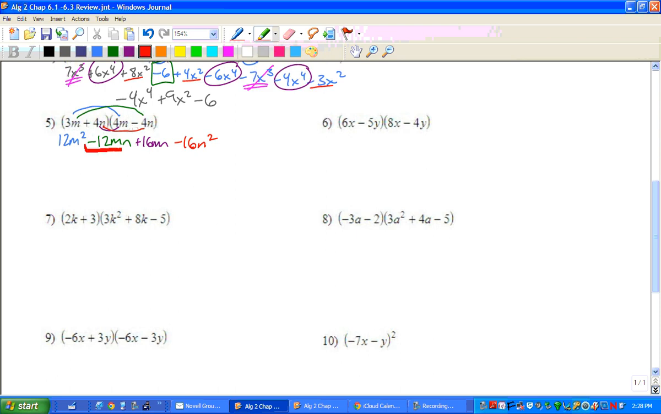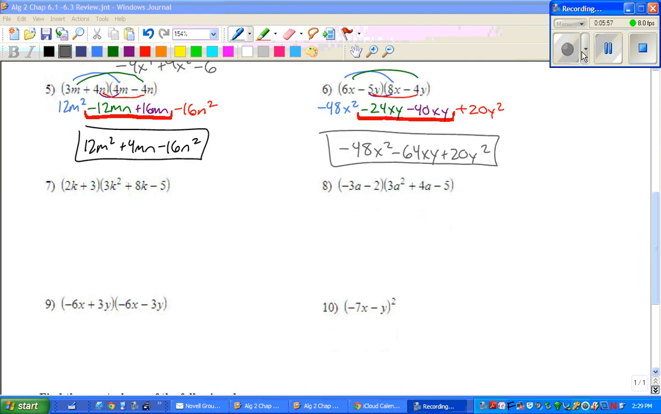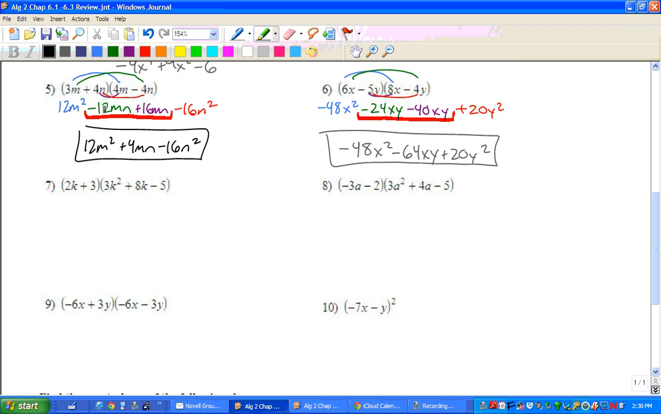And now combine your like terms in the middle, and we get an answer of 12m squared plus 4mn minus 16n squared. Okay, now number 6 is just the same thing, so I want you guys to try that one on your own. Okay, there you go with number 6. All right, number 7. Once again, we have to multiply.